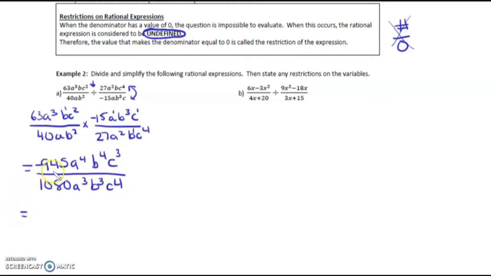So let's cancel out. When we divide these two numbers, we get negative 7 over 8. A to the 4 over a cubed, we're left with an a on the top. B to the 4 over b cubed, we're left with a b on the top. And c cubed over c to the 4, we're left with 1 c in the denominator. Going back to the original, the variables that we had in the denominator were a, b, and c. So a cannot equal 0, b cannot equal 0, and c cannot equal 0.